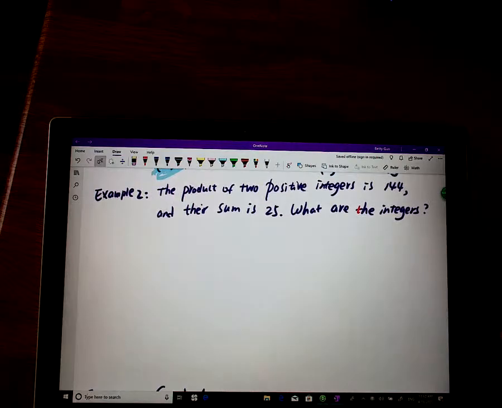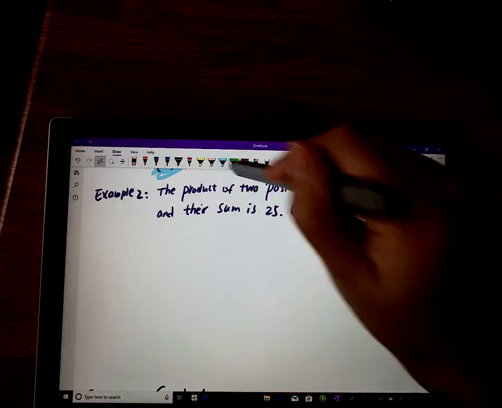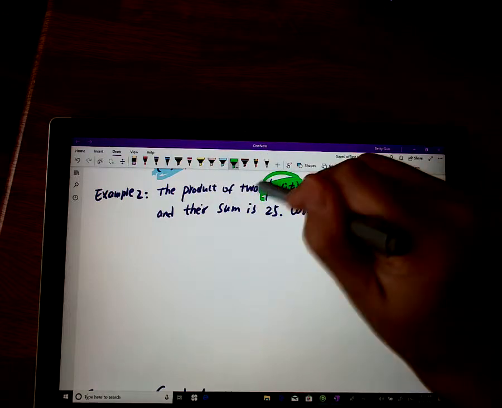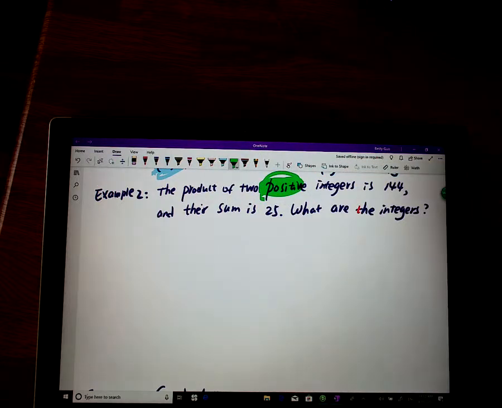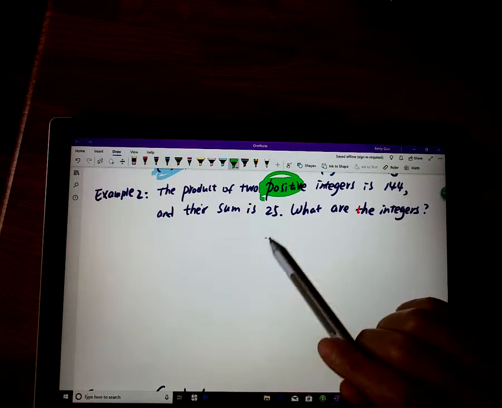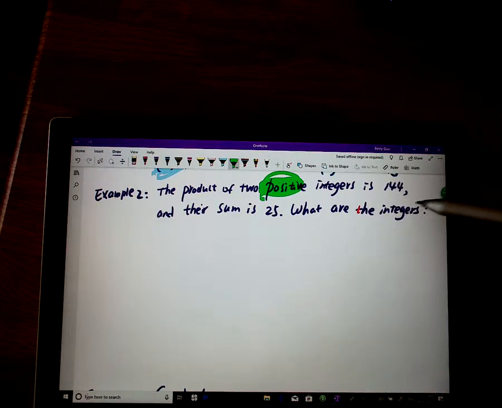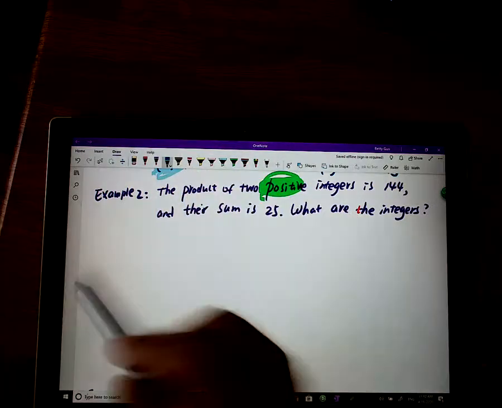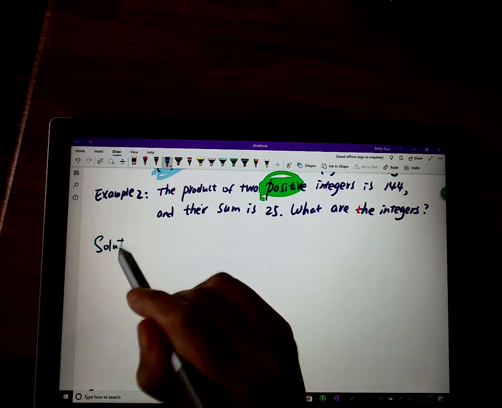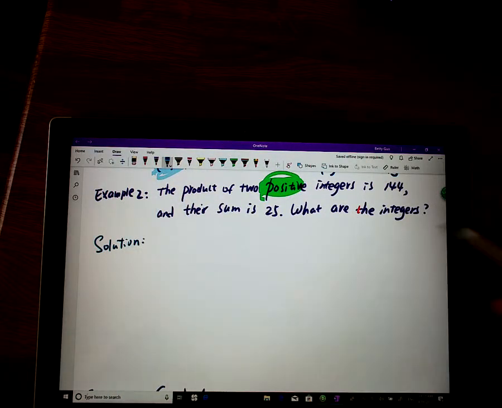Example 2 is a word problem. The product of two positive integers. This is very important information. So we are not considering 0, we are not considering negative integers. The product is 144, and their sum is 25. And what are the two integers? That's a pretty simple application problem. The goal is to find the two integers, right?